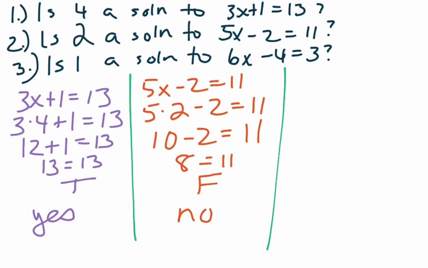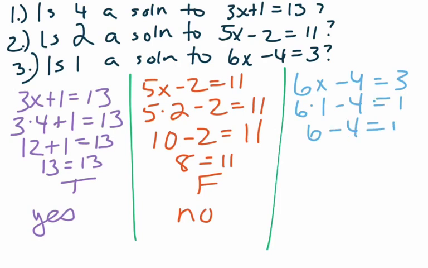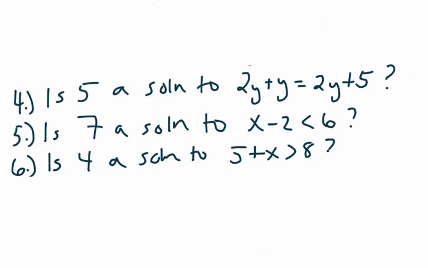And then the last one here: is 1 a solution to 6x minus 4 is equal to 3? So we plug in a 1. 6 times 1 is 6, and then 6 minus 4 is 2, and that is false. 2 does not equal 3. So that's not a solution.